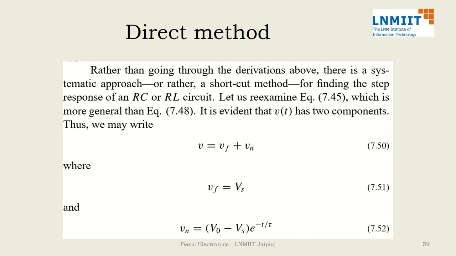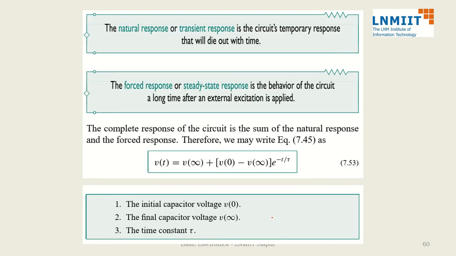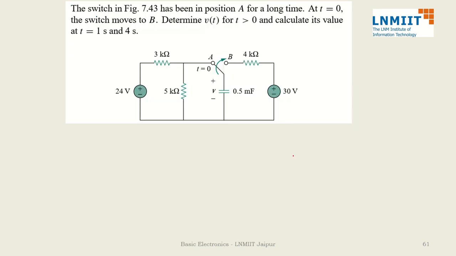That is what we call the direct method also. In the direct method, we calculate the final value of my voltage and my natural response, and we add the forced response and natural response and we get our answer. So this is the equation that we remember, and we need to calculate three things: final value, initial value, and time constant. Let us look at this circuit.